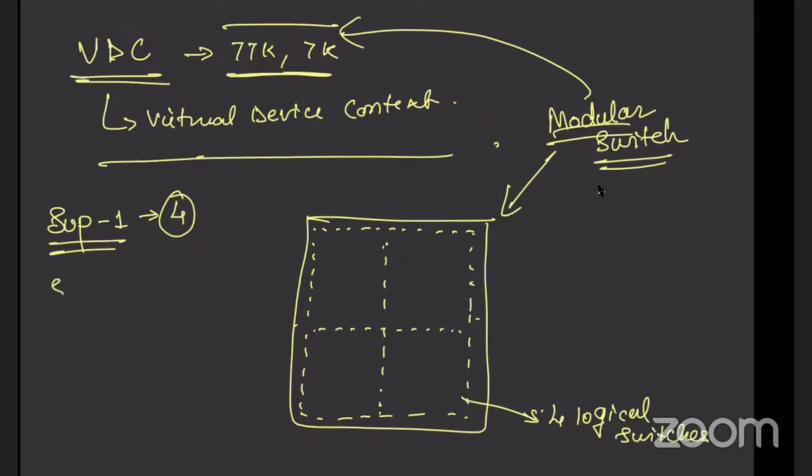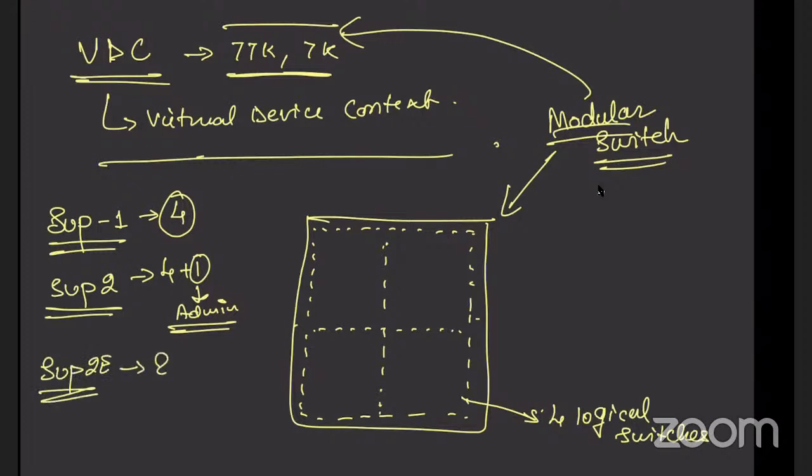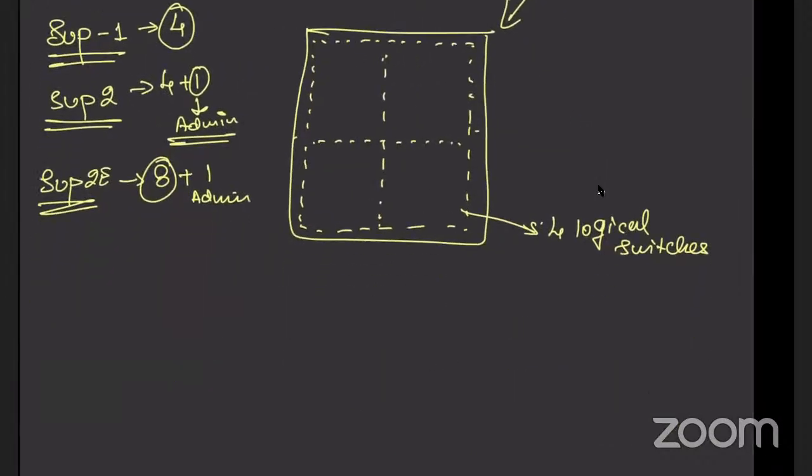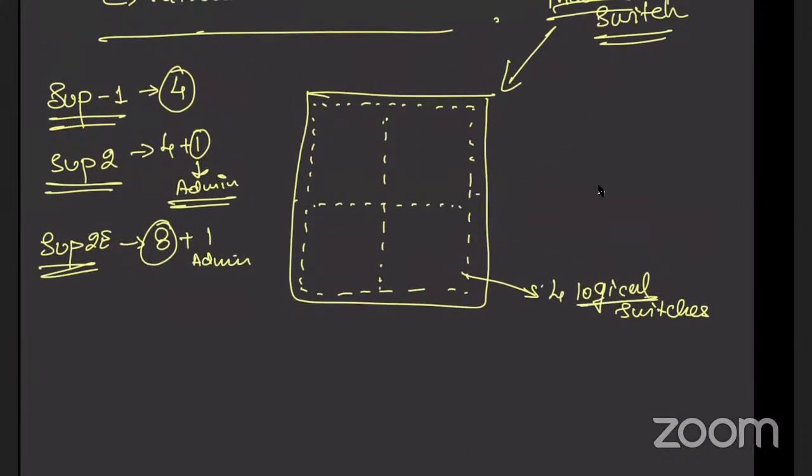Okay, if you have a SUP2, which is second generation, then you can create 4+1, where 1 is your admin VDC, which only works for administrative tasks, and 4 is your data plane. Then you will have a SUP2E, which is the enhanced version of the second generation, where you can go with 8+1. So 1 is your admin VDC and 8 is your data VDCs, so you can now divide your switch into 8 different virtual or logical switches. Okay, so this is what VDC does for you.